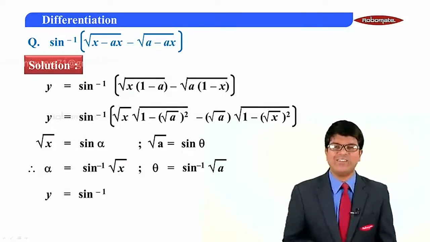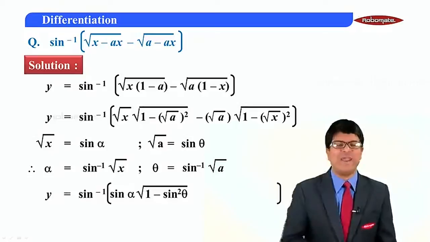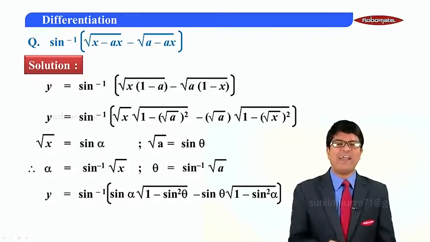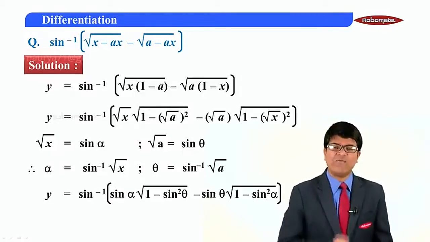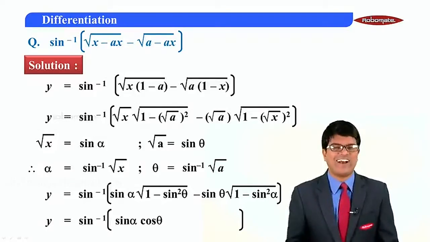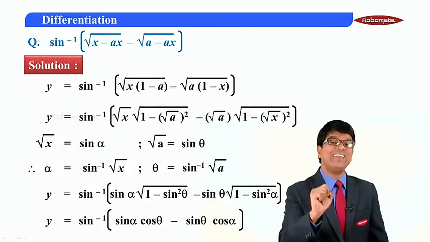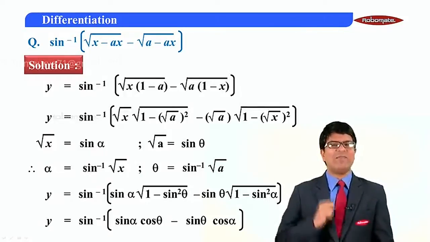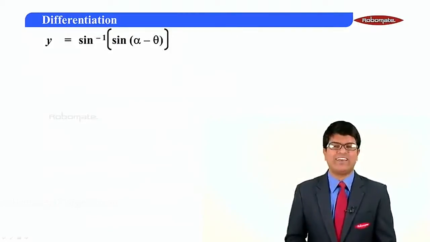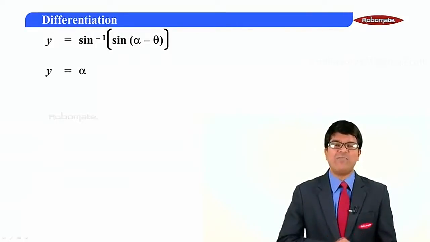Y will be sine inverse of sine alpha root of 1 minus sine square theta, minus sine theta root of 1 minus sine square alpha. So the next step: y is equal to sine inverse of sine alpha cos theta minus sine theta cos alpha, which is nothing but sine of alpha minus theta. So y is equal to sine inverse of sine of alpha minus theta. Sine inverse of sine x is nothing but x. So y will be alpha minus theta.